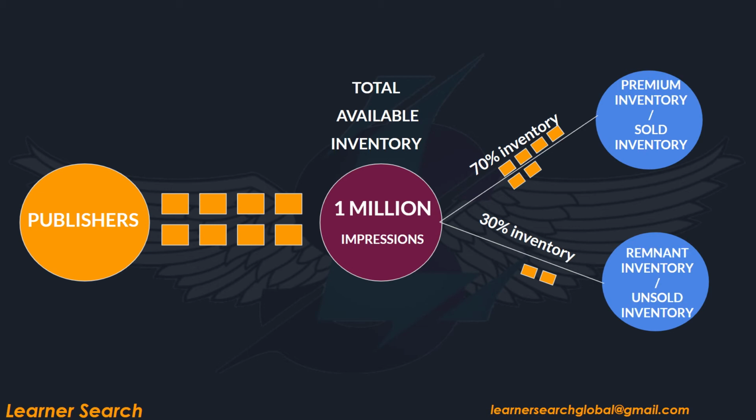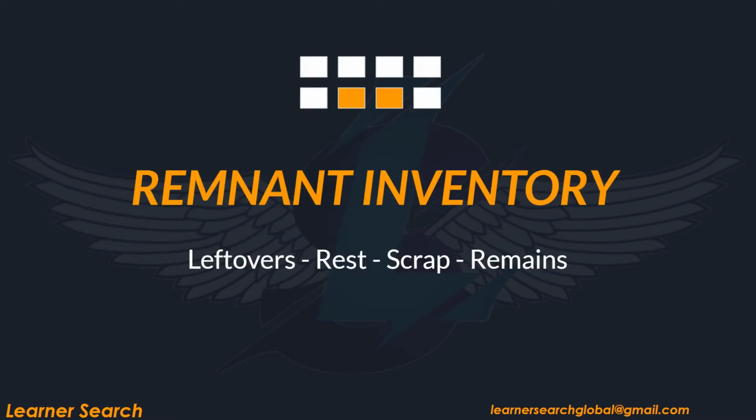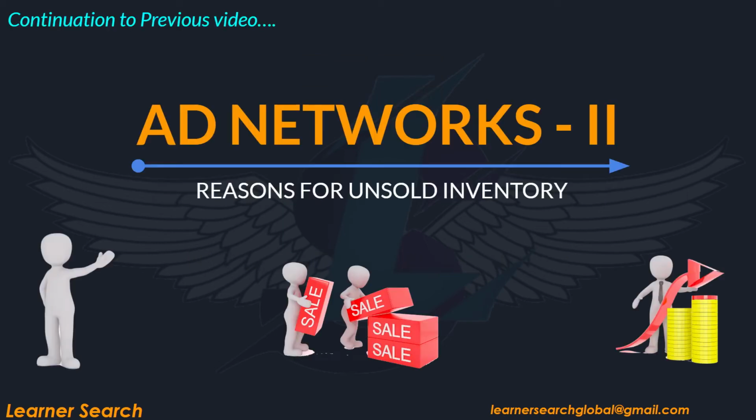This reserved and sold inventory is known as premium inventory. Whatever the leftover 30% inventory is, it is known as remnant or unsold inventory. And for publishers, it remains unsold due to many reasons. Since premium inventory is already sold by publishers, they are not worried about it. Most publishers may have the situation of having remnant inventory at any time, and this unsold inventory is lost for the publisher.